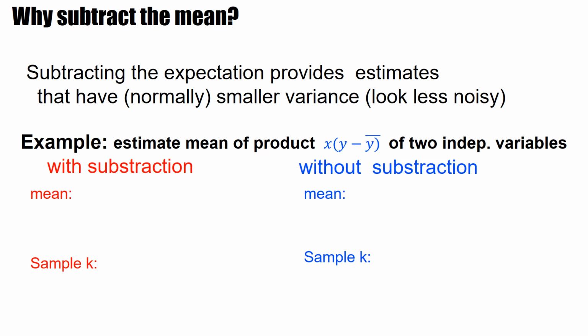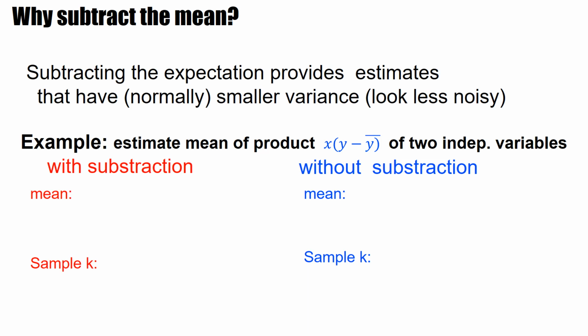So why is it important to subtract a baseline? And why is a good baseline the expectation value or the mean? Well, the statement is that subtracting the expectation normally provides estimates that have smaller variance. And let me show this with a little example.